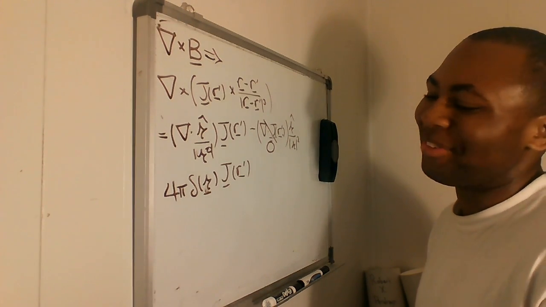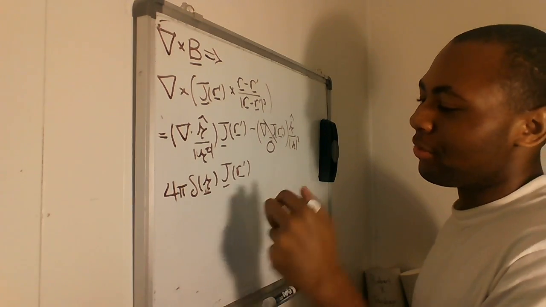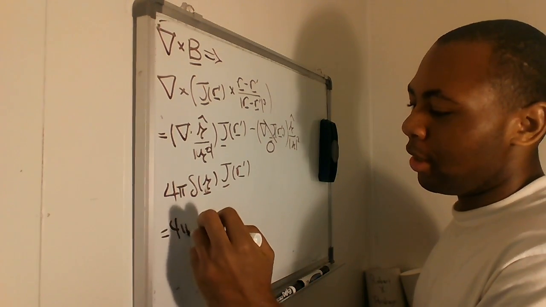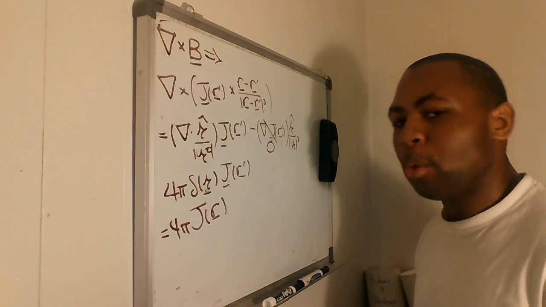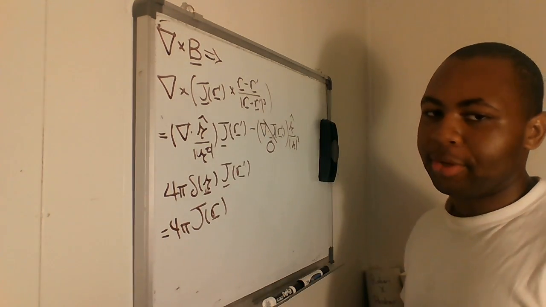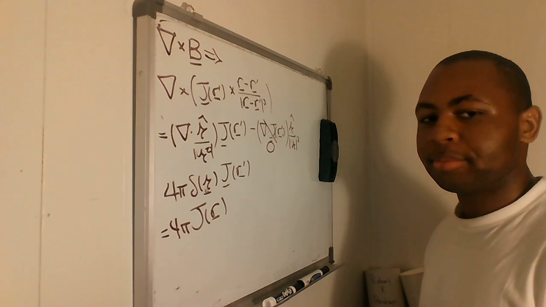I'm having too much fun. Dirac delta, so what does this function come down to? 4 pi J function of regular r. Boom! Put that back in the B field and you're finished. There's your cross product.